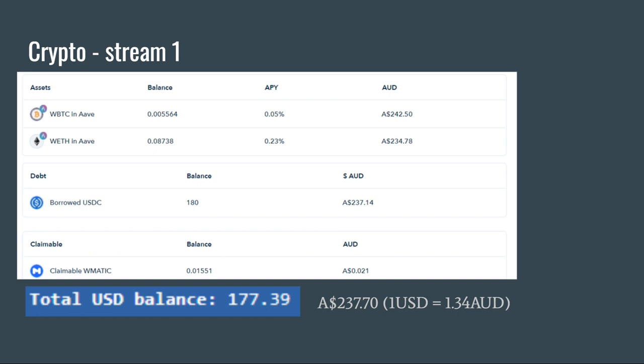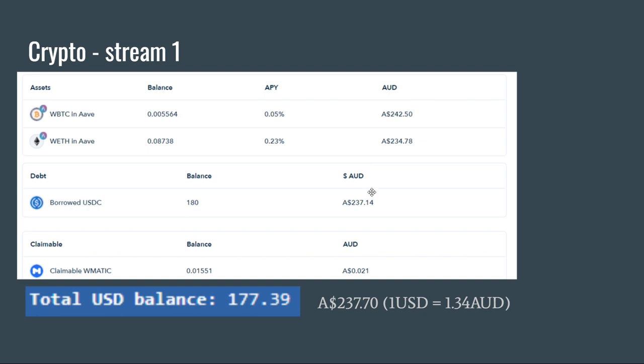So for stream 1, this is a quick snapshot of what it looks like. To be fair, I didn't purchase the cryptocurrency today. It was actually yesterday, but my assets in Aave are 50% in Bitcoin and 50% in ETH, which isn't exactly half right now, but is $242.50 for the Bitcoin side and $234.78 for the Ether side. And I think that's because Ethereum has dropped a little bit since I bought it yesterday.